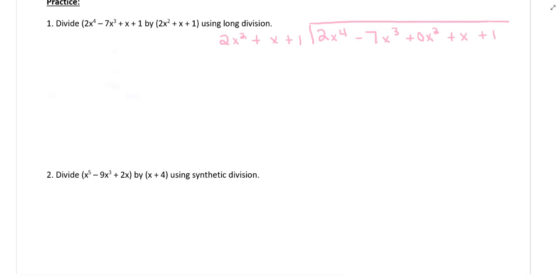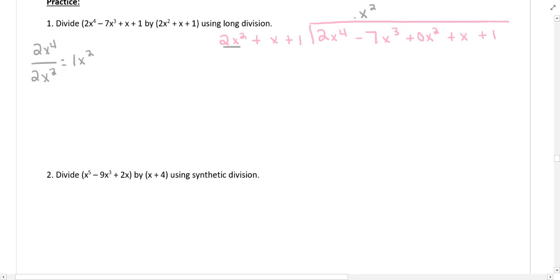Now the first thing we're going to do is first term divided by first term. So I'm going to take this 2x to the fourth and write it over here. My first term I'm dividing by is 2x squared. I'm always going to be dividing by this first term, 2x squared. So 2 divided by 2 is 1, and x to the fourth over x squared gives us x squared. So we have 1x squared, and I can just write it as x squared.